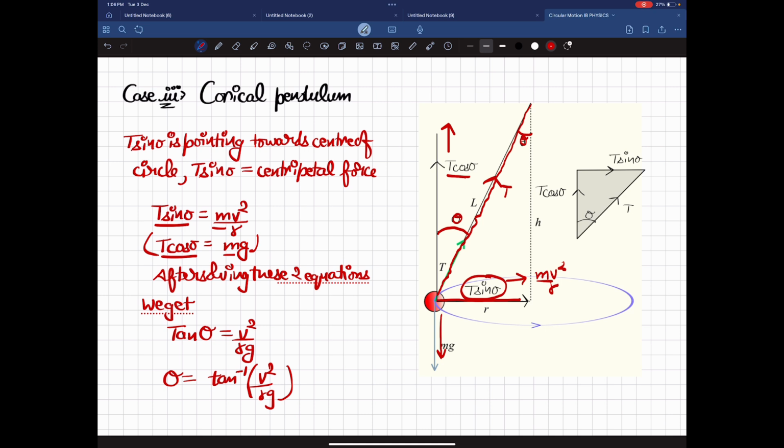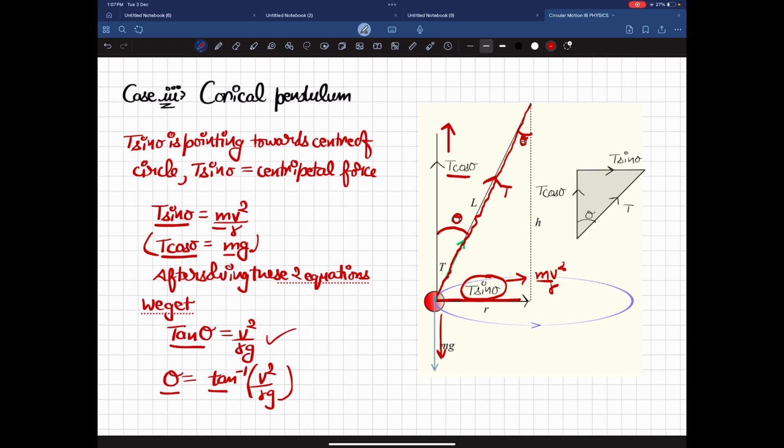Now when you divide the equations, or you can do substitution, you will get tan theta is equal to v square by rg. So your theta will be equal to tan inverse v square by rg. In some questions, they will give you all the values and they will ask you theta. In some questions, they will give you theta, r and g. They will ask you velocity. This is how you can do this.